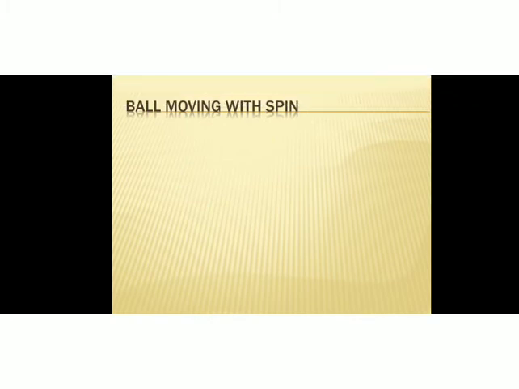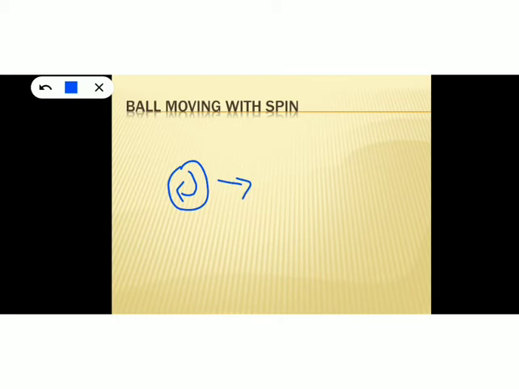Next we can consider the ball moving with spin, and we are very familiar with the spinning motion of the ball. Consider this ball: it is spinning, and at the same time it is moving. Whenever a ball is moving with spin, or is thrown in the air with spin, air will be dragged along with it.